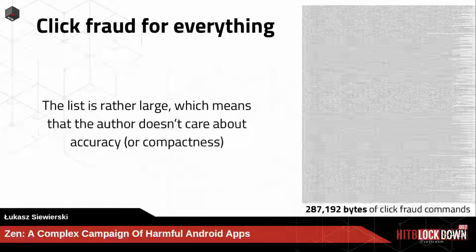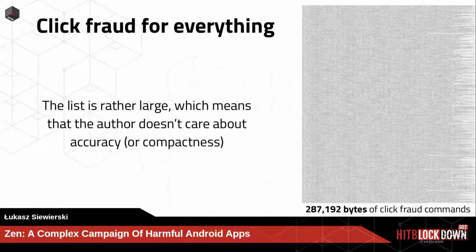It's actually 1/3 of that list, and you probably cannot see the characters because they are so small, but it's still 1/3 of the list. So if I copied it 3 times, it would take the whole slide and you couldn't see anything. And that's 287 kilobytes of click-through commands. So that's 287,000 characters of click-through commands that are being received from the CNC. And this means that the author doesn't necessarily care about accuracy or compactness, but it works.